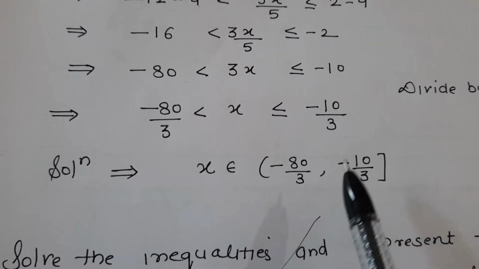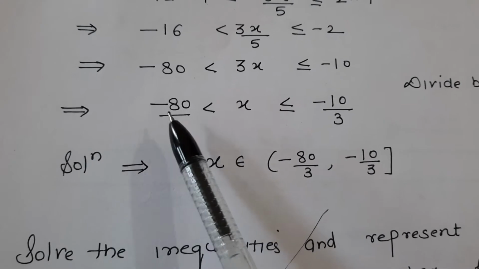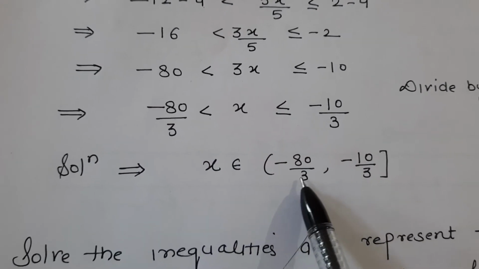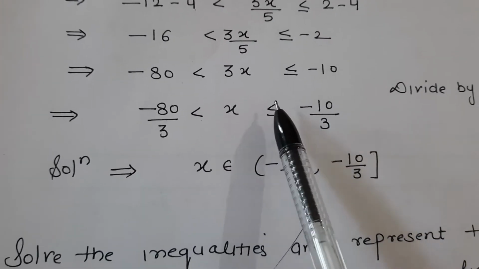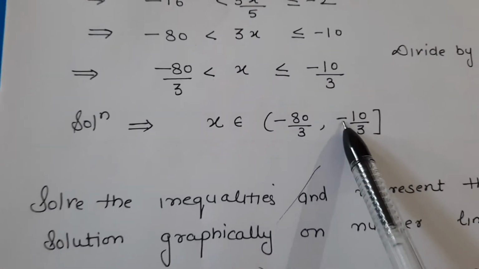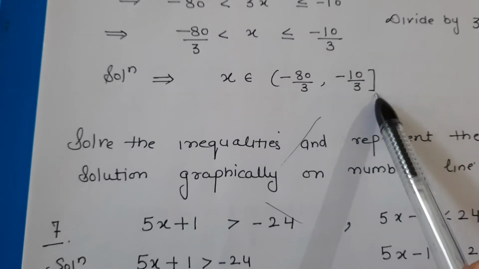So in interval form, your solution is x belongs to open. This is strict, so I have written here open bracket, and there you have less than or equal to. So this is minus 10 by 3 and close interval.